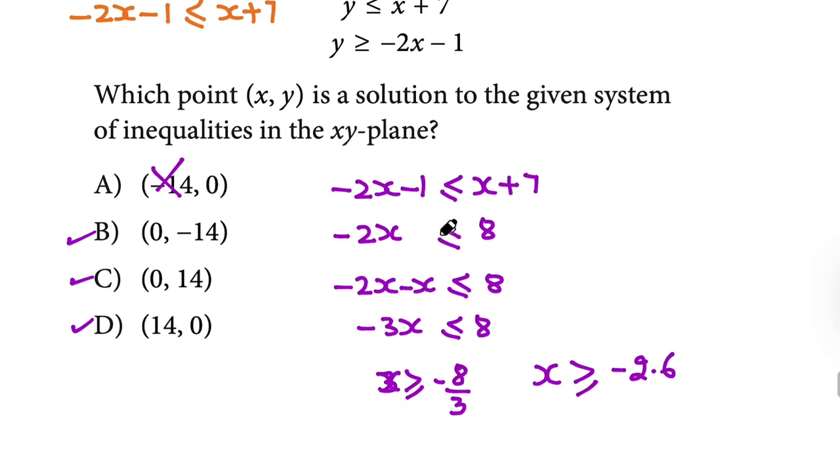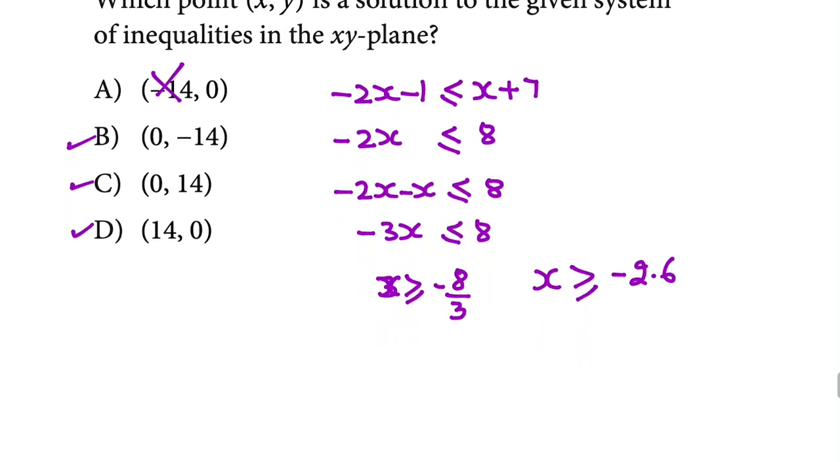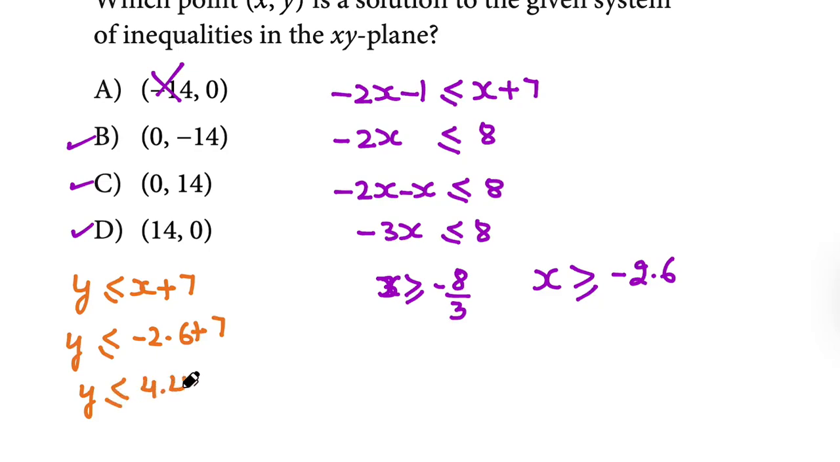Now let's take any equation and solve for y. Let's take y is less than or equal to x plus 7. That is our first equation. So y is less than or equal to negative 2.6 plus 7. So y is less than or equal to 4.4. That means y has to be less than this. First of all, y can be a negative value, but it cannot be greater than 4.4. So this is deleted, right?